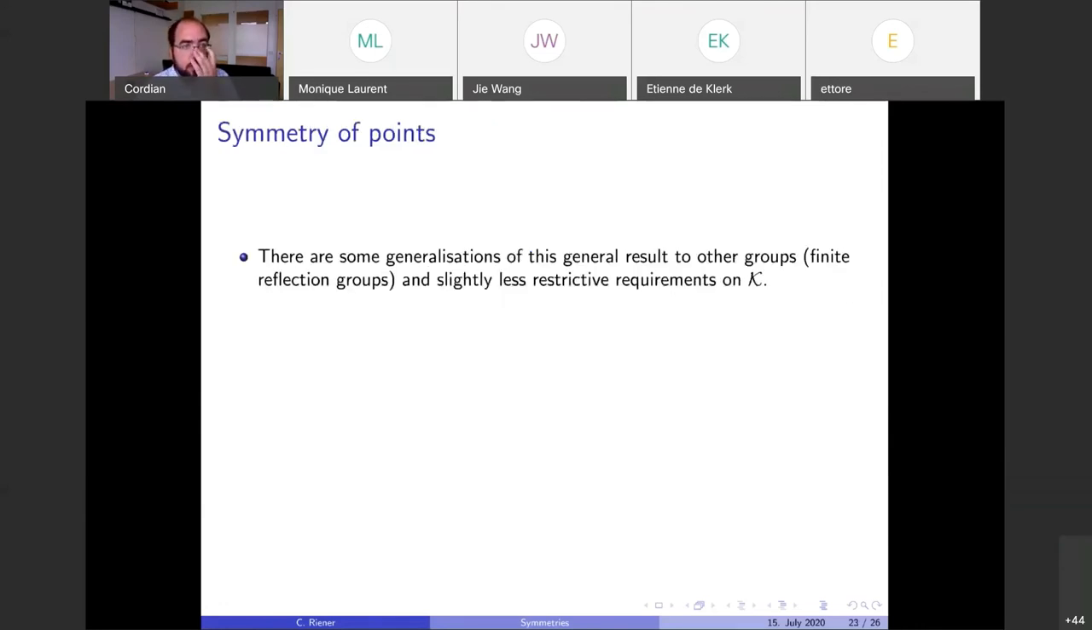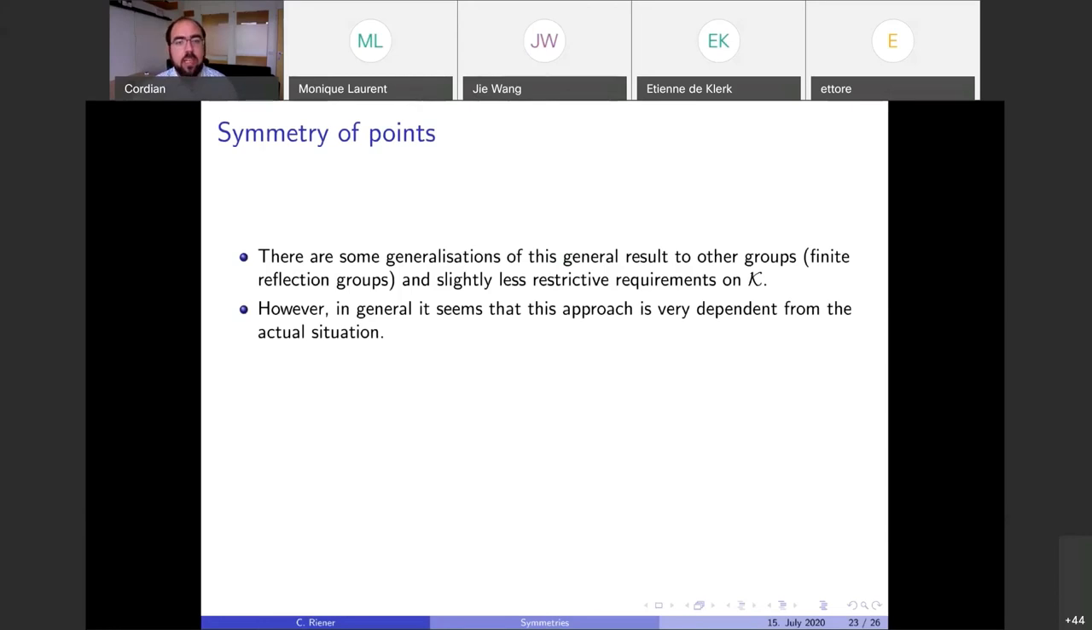Okay, so this was just one flavor to show you another idea, and this has actually already been generalized a little bit to other groups also. So for example, finite reflection groups and slightly less restrictive requirements on K, where you don't necessarily require that K is given by symmetric polynomials. However, in general, it seems that this approach, of essentially exploiting symmetry already before using any relaxation, is really dependent on the actual situation.